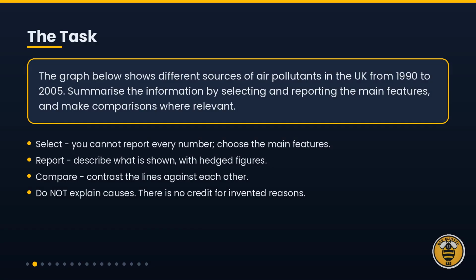Here is the task. The graph below shows different sources of air pollutants in the UK from 1990 to 2005. Summarize the information by selecting and reporting the main features, and make comparisons where relevant. Notice the 3 instructions hidden in that wording: select, report, and compare. You are not asked to explain why pollution fell, and you must never invent reasons.